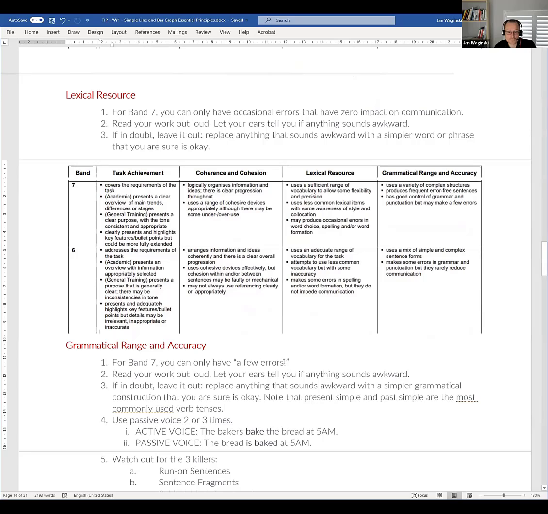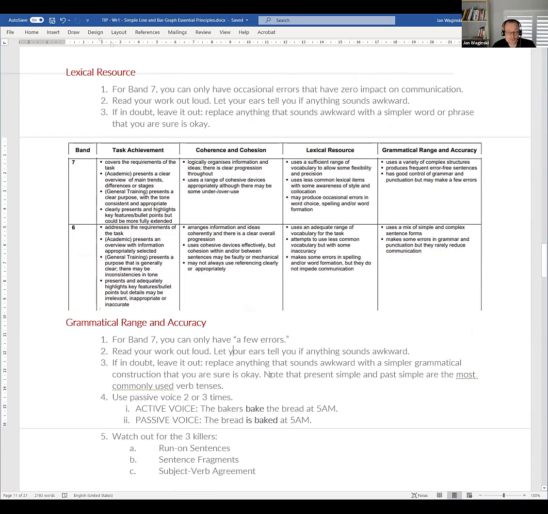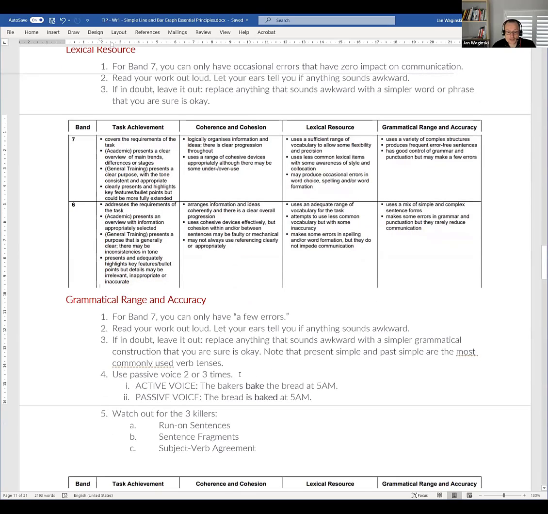Same goes for grammatical range and accuracy. For band 7, you can only have a few errors. Again, read your work out loud. If it sounds awkward in any way, use a simpler grammatical structure that you're totally confident with. And again, note that present simple and past simple are the most commonly used verb tenses. So there's often no need to use any complicated verb structures. You should use passive voice several times. This shows your grammatical range.